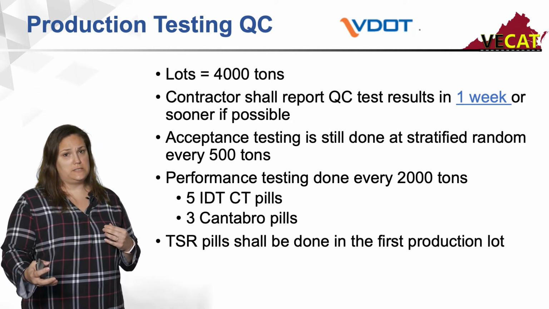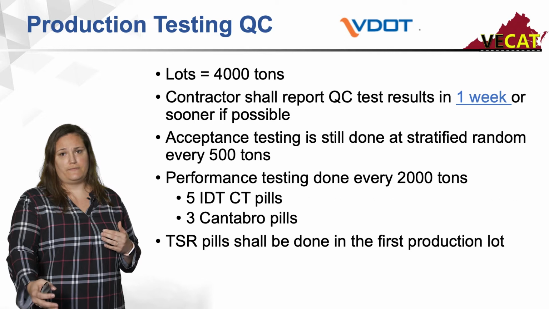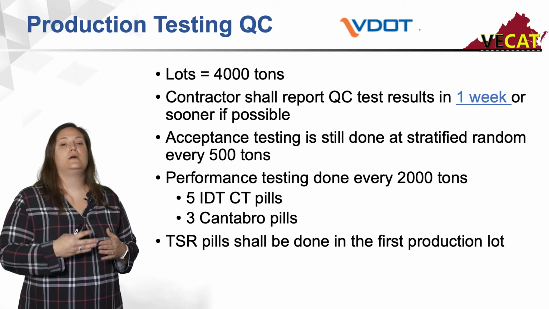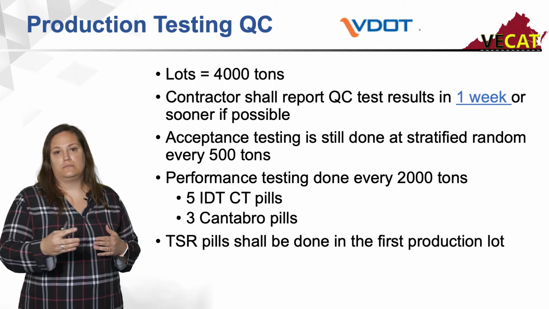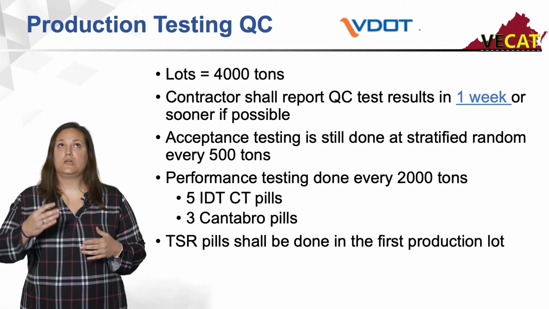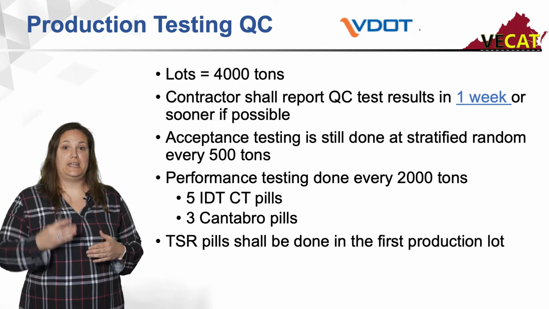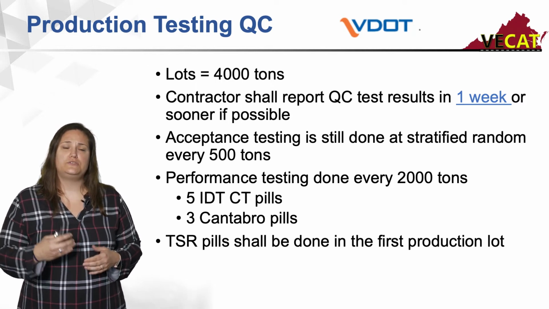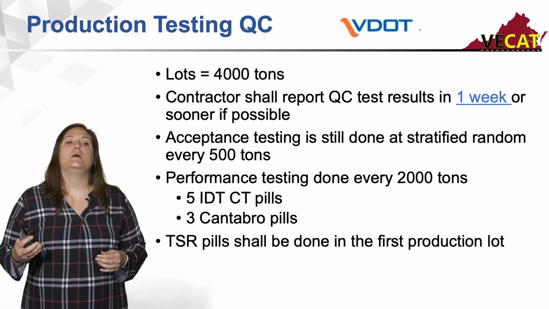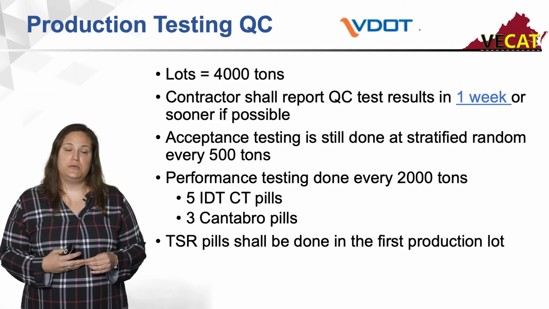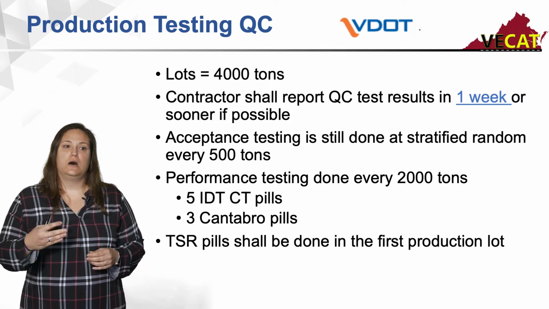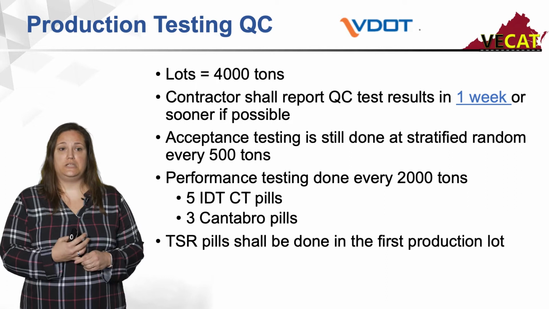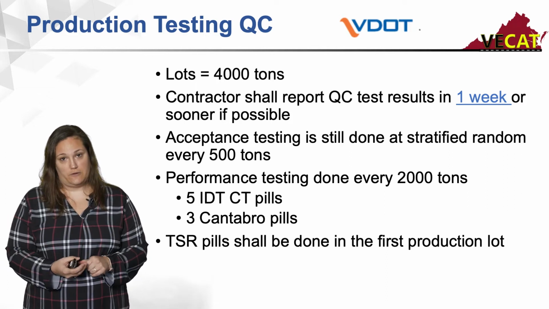Our acceptance testing is still the same. You will do it every stratified random 500 tons. You'll pull your AC content and your gradation. And then for your performance testing, you'll pull it every 2,000 tons. You'll do your 5 IDT CT pills and your 3 Cantabro pills. TSR pills, your tensile strength pills, will need to be done in your first lot of production.